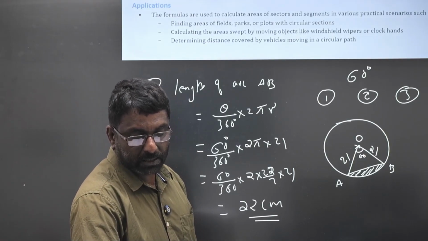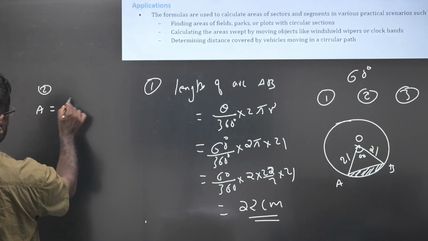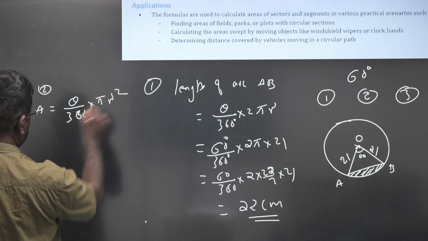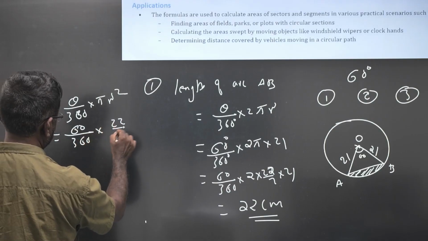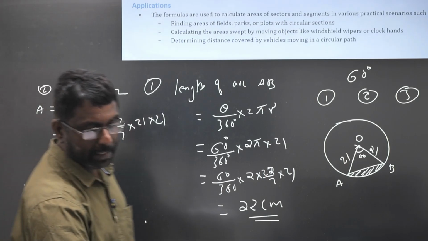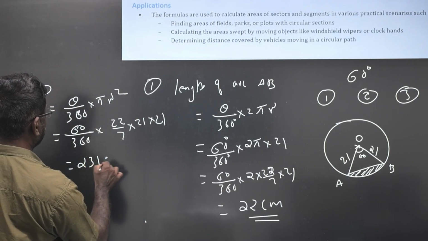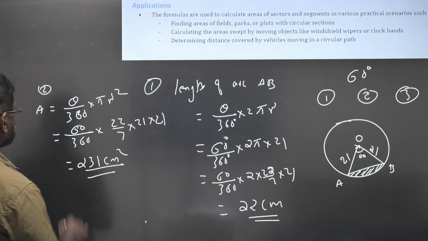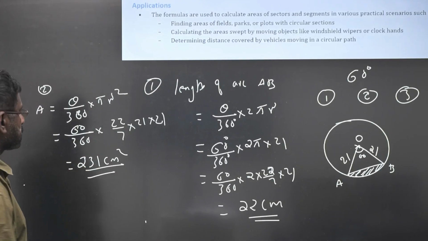For the second part, area of the sector. Area is equal to theta divided by 360 into pi r square. What is theta? 60 divided by 360 into 22 by 7 into 21 into 21. Again simplify this, you will get 231 centimeter square. Some terms are cancelled. This is the second part of the question.